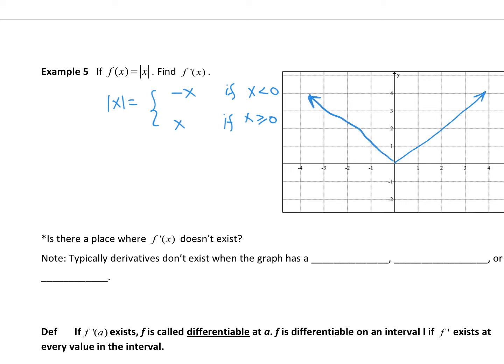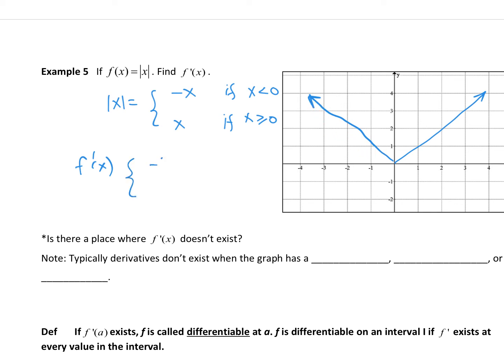So how do I find f prime of x? Again, if I look at it graphically, at the slope of the tangent line, like here, at any point on this side, the tangent line is the line itself, which has slope negative 1, right?